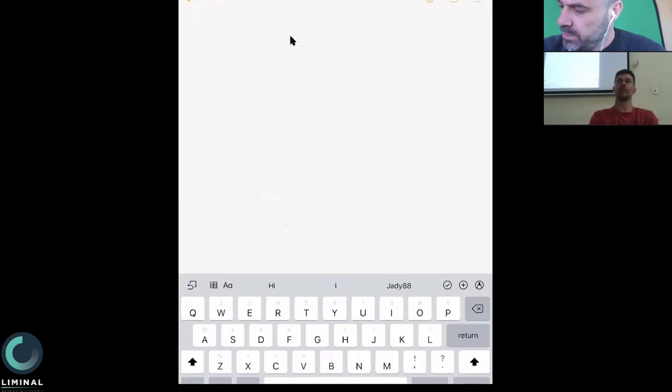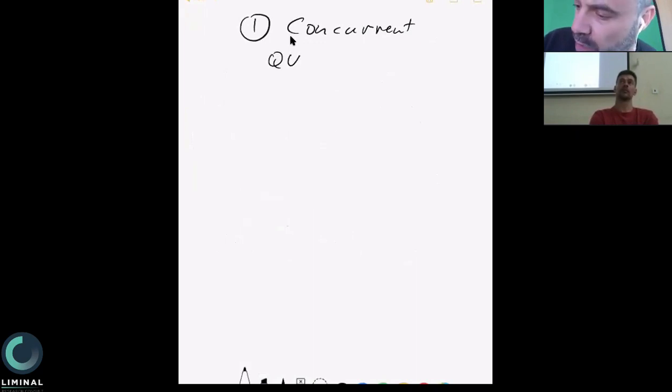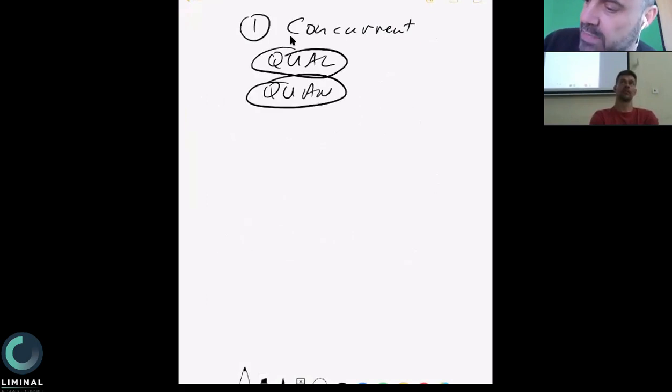Okay, so the first approach is concurrent. So we can say it's qual and quant together at the same time. So it's the same time you do this. So you must make sure you integrate from the beginning.